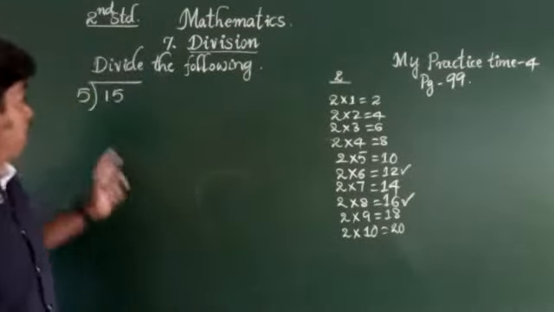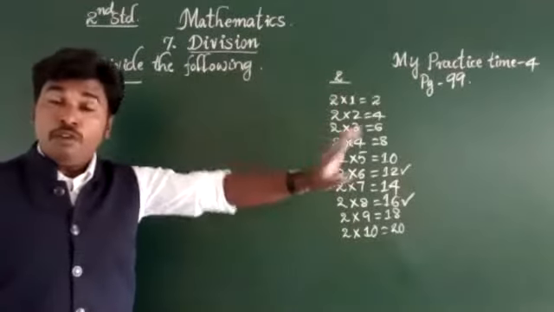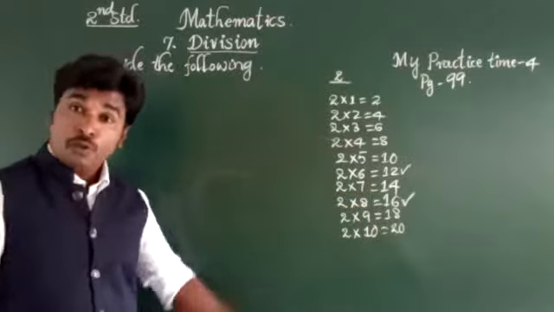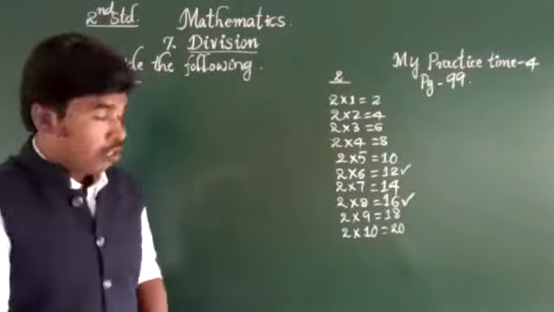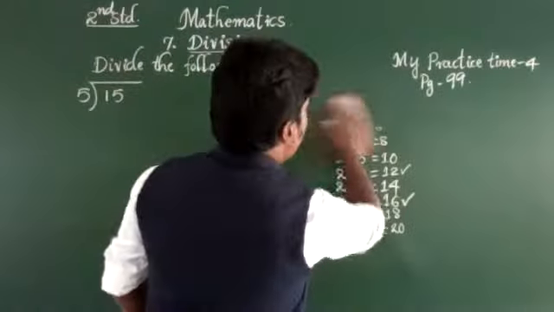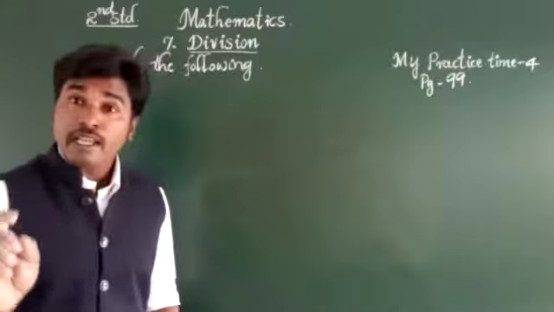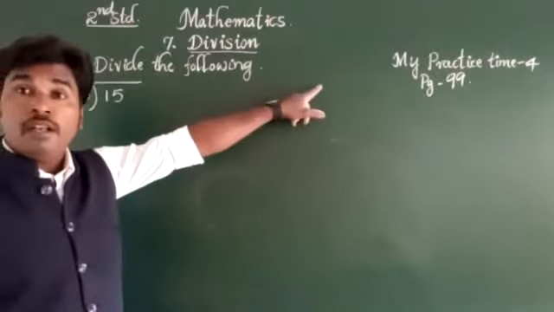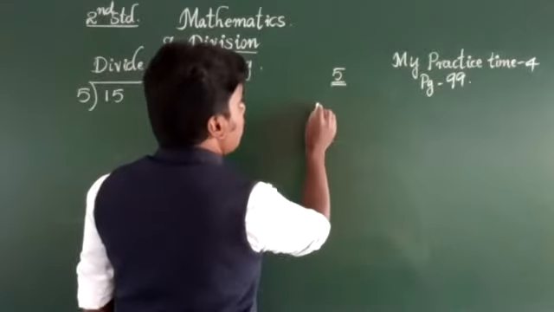Now 5 is the divisor. So the multiplication table of 2 is now not used. Again you write the multiplication table of 5. Whatever the divisor they ask, you write the multiplication table. So if they ask 5, write the multiplication table of 5.